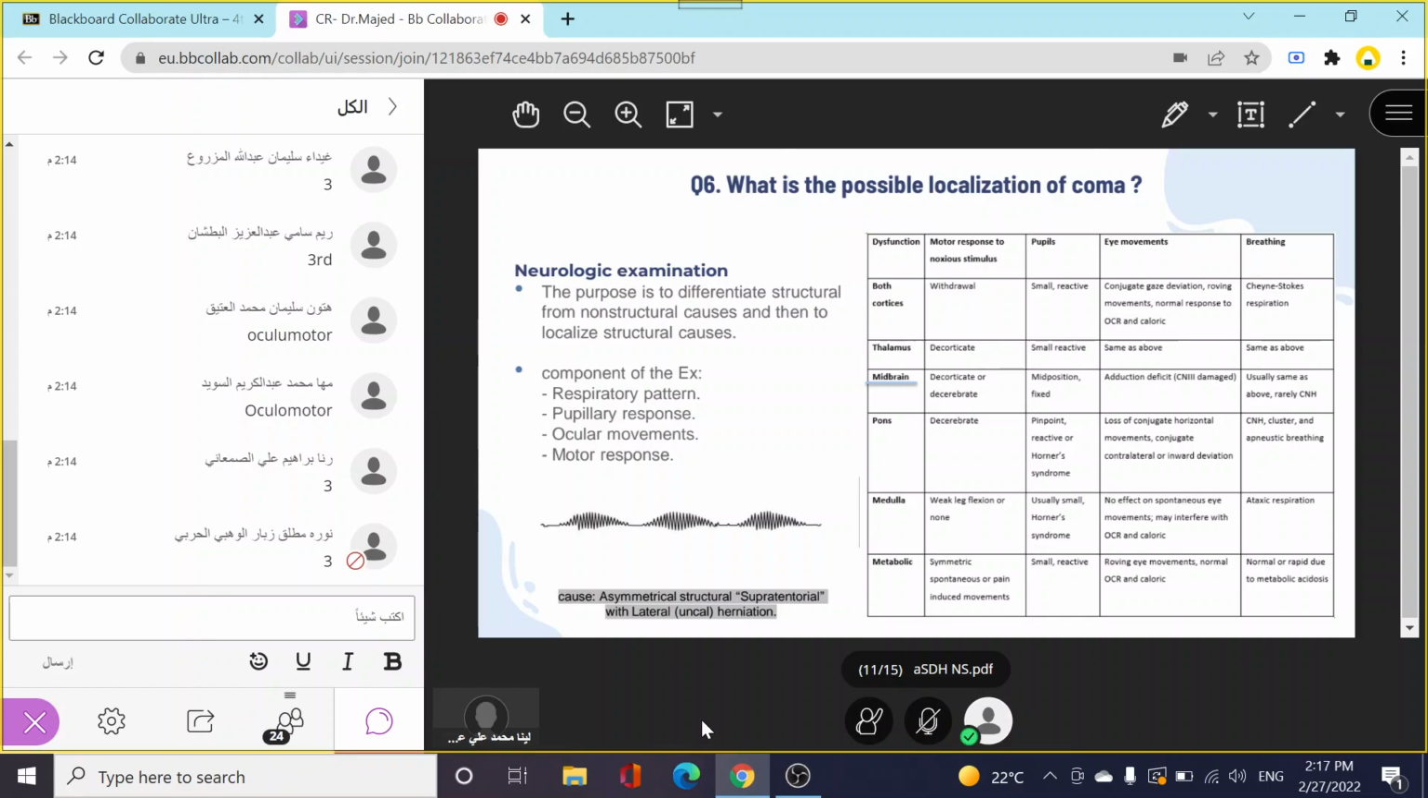So the cause of coma in this patient is actually a structural cause, which is specifically asymmetrical because it is unilateral, and it is located supratentorial, which means above the tentorium cerebelli, which is the membrane separating the cerebellum from the cerebrum, and also the patient has an uncal herniation.